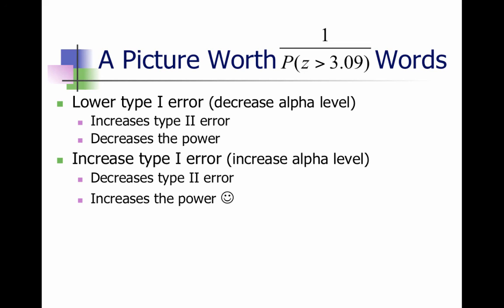Note that type 1 and type 2 errors are inversely related. Type 2 and power are also inversely related, but type 1 error and power are directly related. So for type 1 and type 2, one goes up, the other goes down. Same thing applies for type 2 error and power. One goes up, the other goes down. And then with type 1 and power, one goes up, the other goes up.